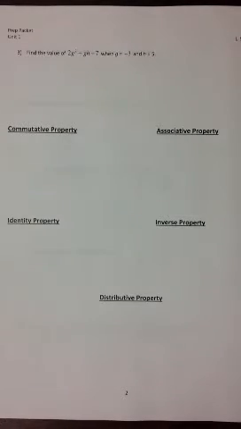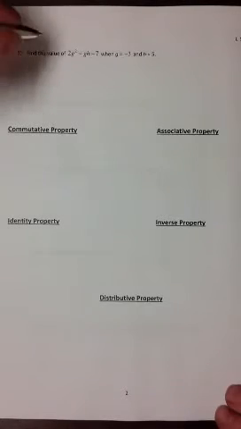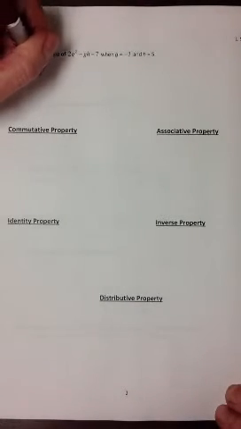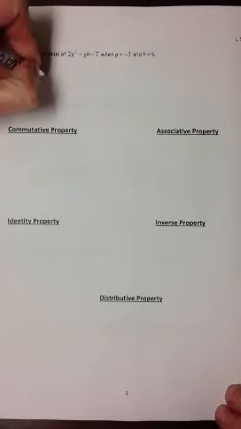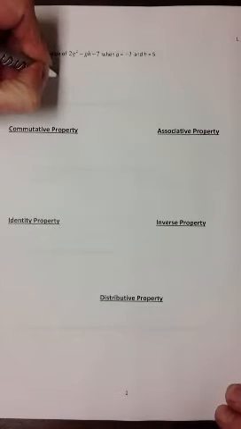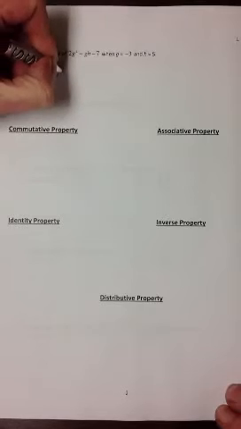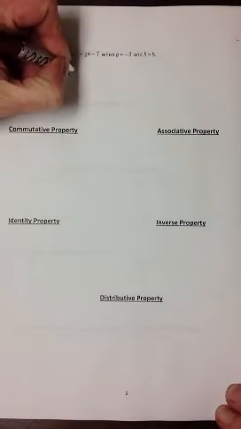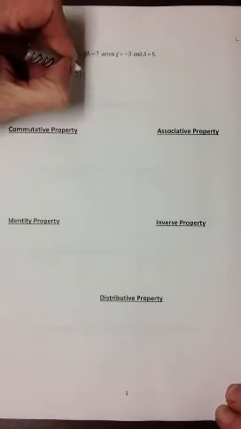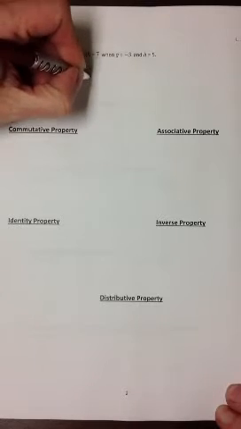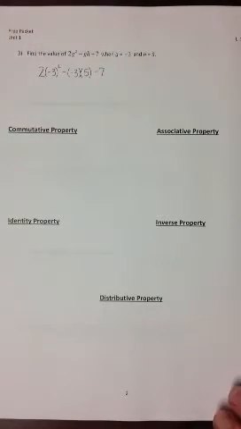Our last problem to evaluate is 2g squared minus gh minus 7. So when we go through that same substitution process, we'll put a negative 3 in place of the g both times that it occurs, and a 5 in place of the h.